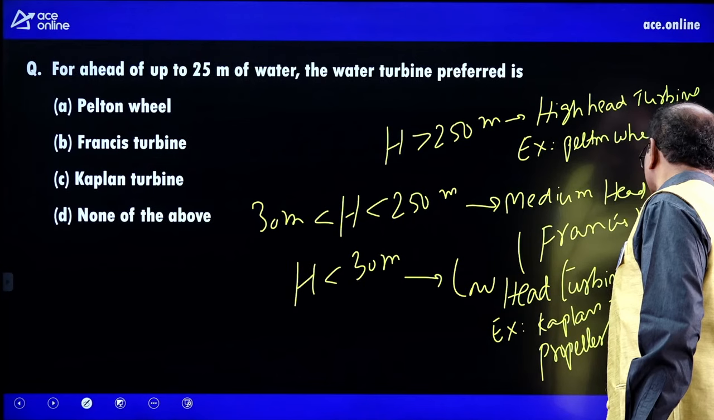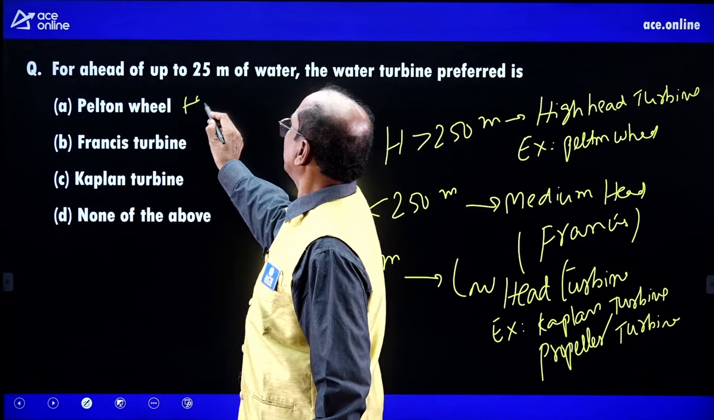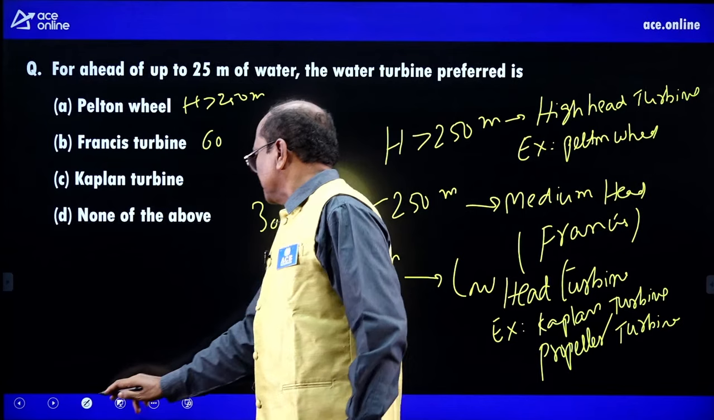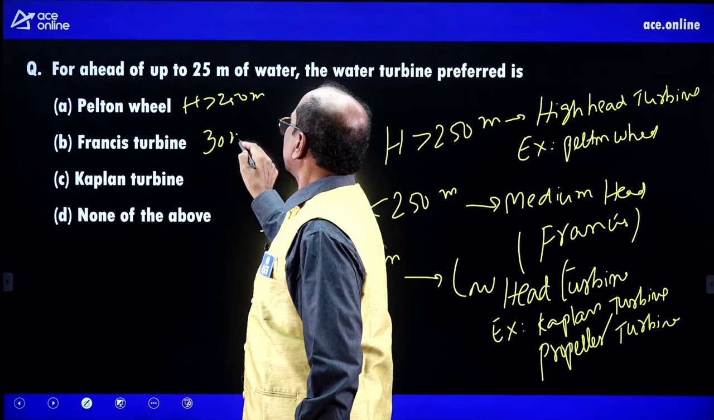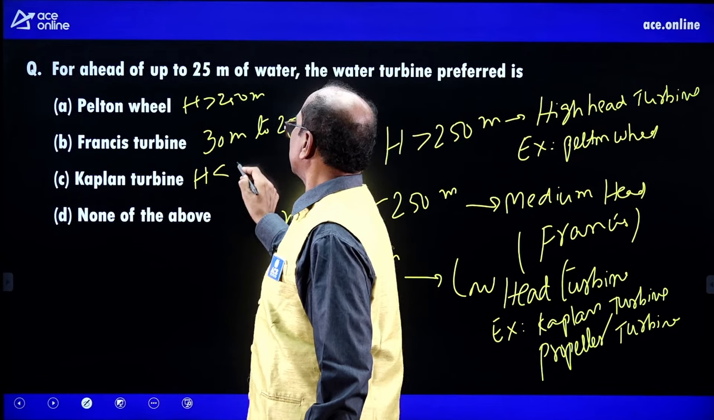Right. This head is more than 250 meters, no? This is 32. 30 meters to 250 meters. This is less than 30 meters. So, up to 25 meters is called Kaplan turbine. Answer C.